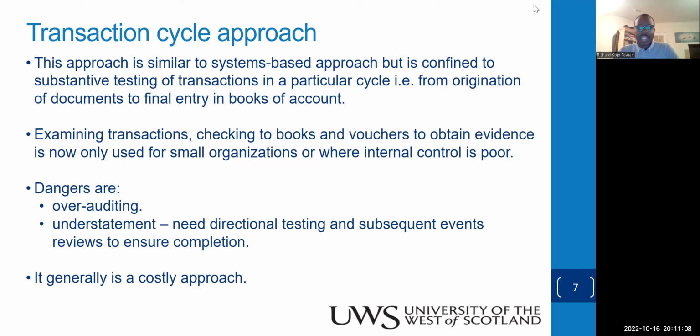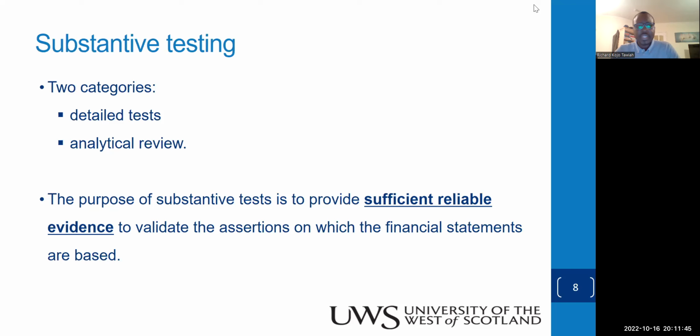It's a two-way thing, like a coin. You may over-audit or you could end up understating the figures, okay? So here we need some directional testing, like tracing sales to receivables, and subsequent events testing, to ensure we have met the assertion of completeness, that everything required to be included is captured within your scope of work. So to ensure completion, we may want to do some directional testing and subsequent event testing to ensure that, yes, everything that is required to be included has been included. Like I said, it's generally a costly approach. It deals with time.